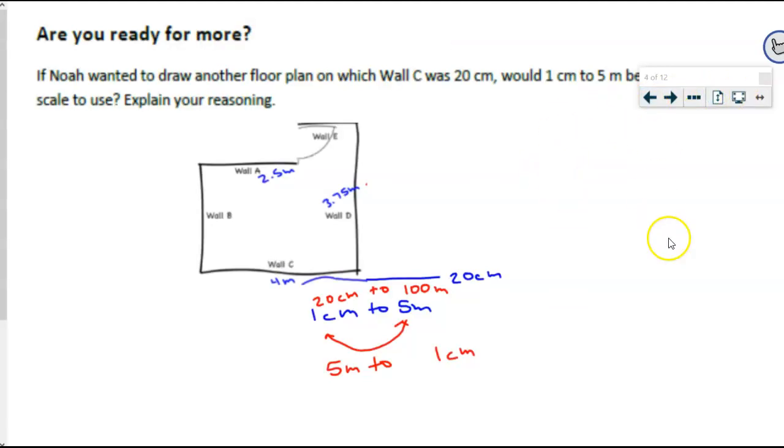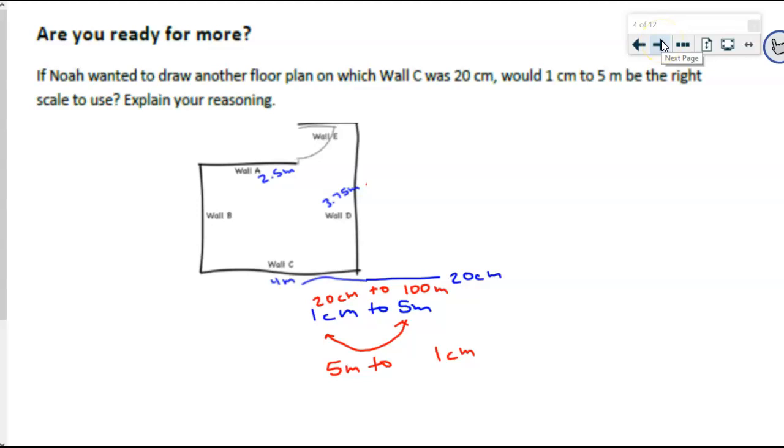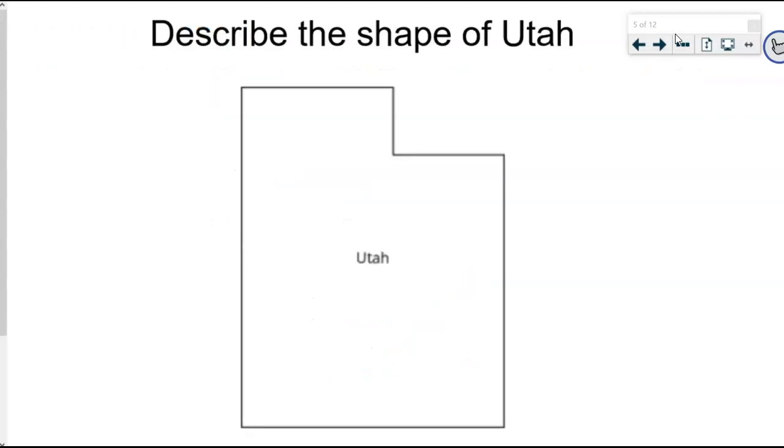Oops, I gave you too much. We're going to be creating our own scale drawings. We're going to be doing scale drawings of the shape of Utah. Now, you guys have the advantage of living in Utah. How would you describe the shape of Utah? Talk amongst yourselves first. And now, in case anybody needs some help, there is a visual now. Okay, and now come back to me and tell me.